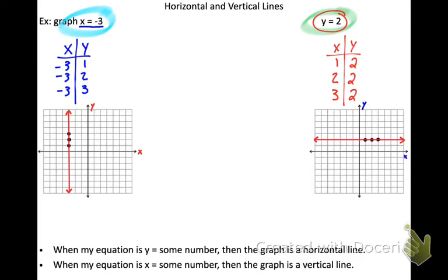And then, again, the rule at the bottom of the page: y is equal to some number is always a horizontal line. X is equal to some number is always a vertical line. Okay?